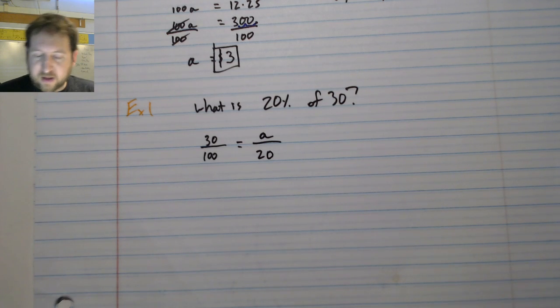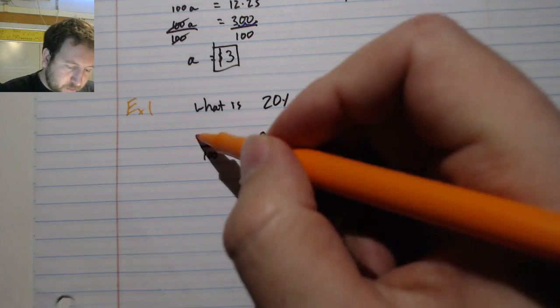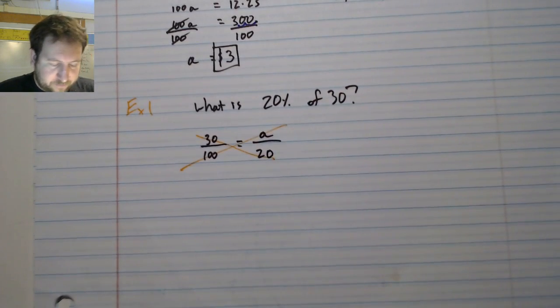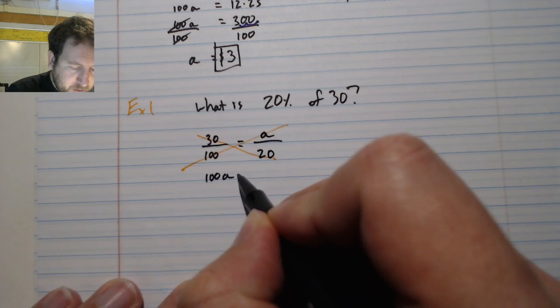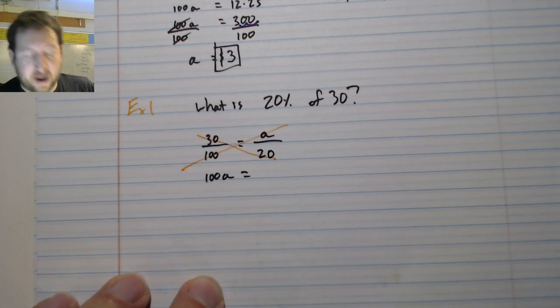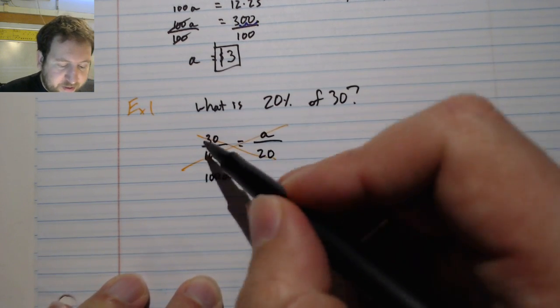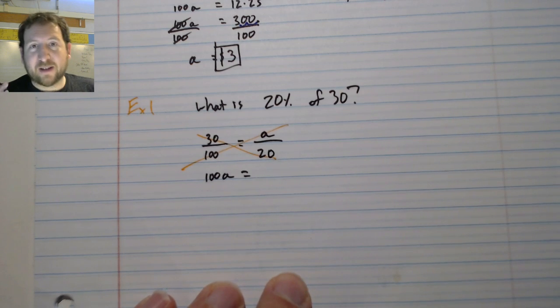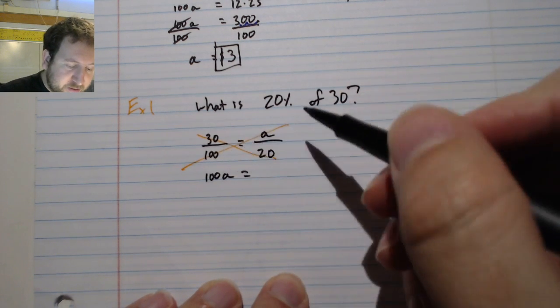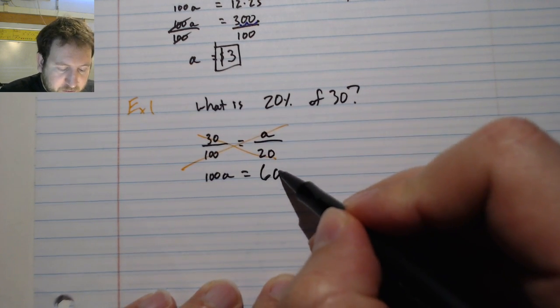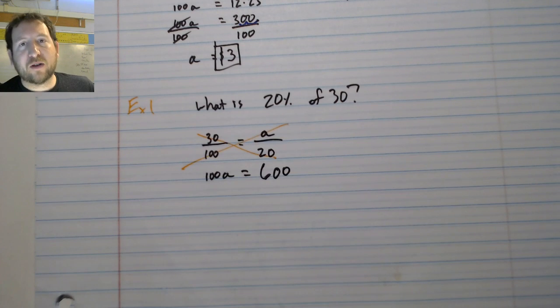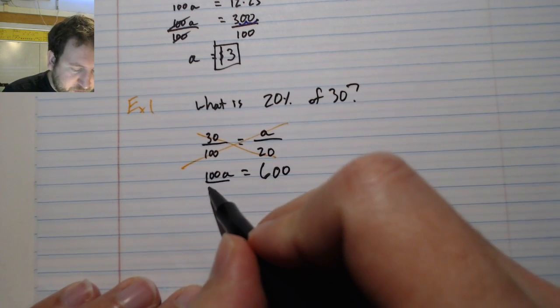So we're going to do our same thing that we've done before. Bit of cross multiplying. And I've got 100A. Ooh, that'll bode well, because that means I'm going to be dividing by 100. And I've got 30 times 20. Now I can use my easy times multiplying by 10 rule. Get rid of those zeros. 3 times 2 is 6. Add those zeros back in. I have 100A equals 600.